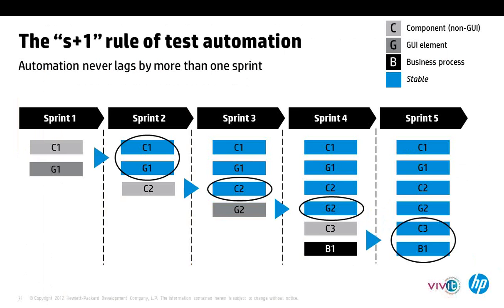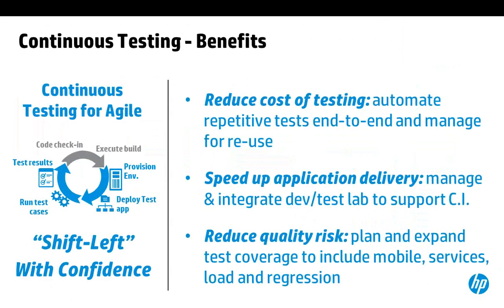Now, the idea is that as you move forward in every sprint, you want to be able to do regression for all the features that were built in the previous sprints as well, just to make sure that nothing got disrupted in the subsequent sprints.